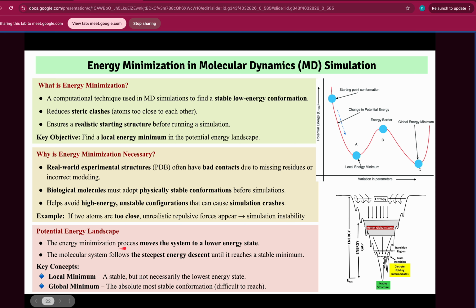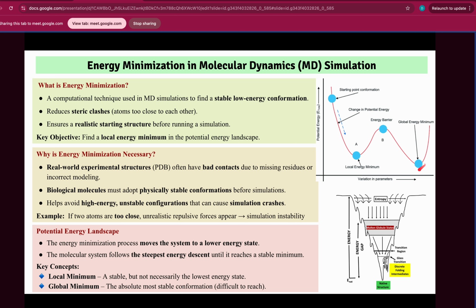Potential energy landscape: the energy minimization process moves the system to a lower energy state. For example, if my protein is here, let's talk about this figure. This is the potential energy on the y-axis, and this is the variation in parameters. We vary the parameters starting from this point, and we are moving down the potential energy axis to a lower energy state. In this scenario, this is a lower energy minimum or local energy minimum. When we were talking about the Monte Carlo simulations, we studied that it is possible that my protein might get trapped in a local energy minimum, which is not the global minimum.